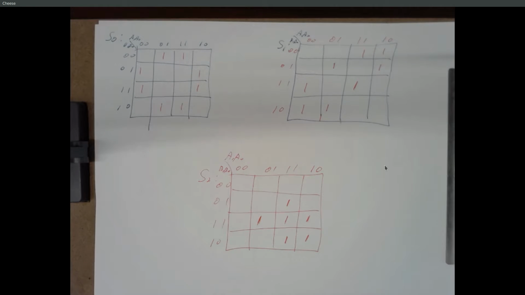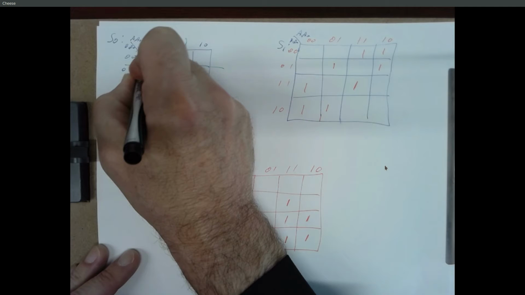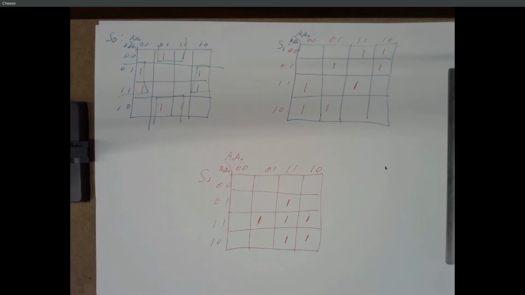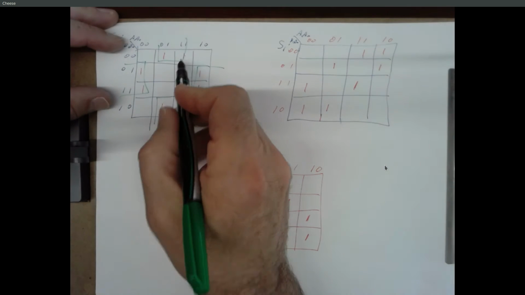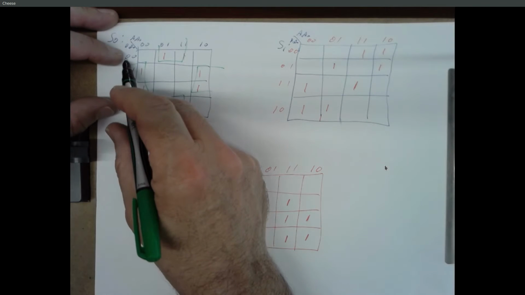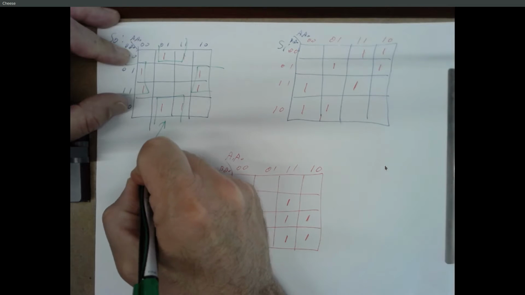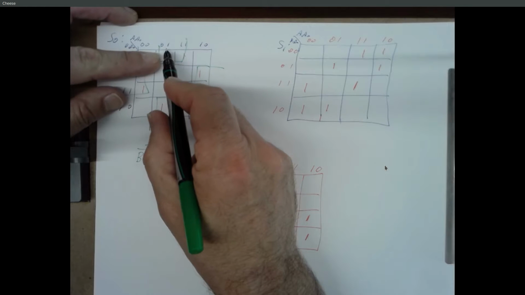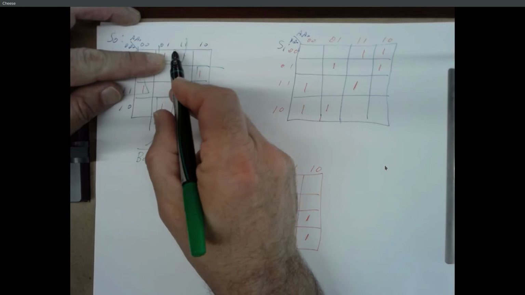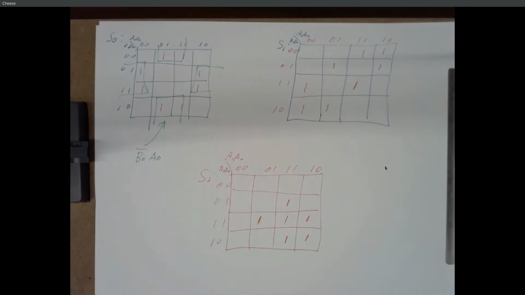And then you cover these things. So whoever gets to do S0 is lucky because you got some 2x2s, right? So this one over here, so we're looking at these two squares and these two squares. B1 could be a 0 or a 1. B0 has to be a 0. So that's B0 bar. A1 could be a 0 or a 1. A0 has to be a 1. So that's B0 bar A0.